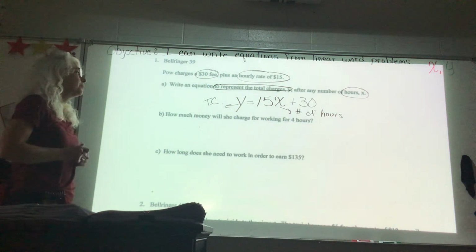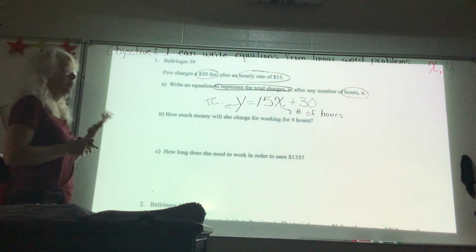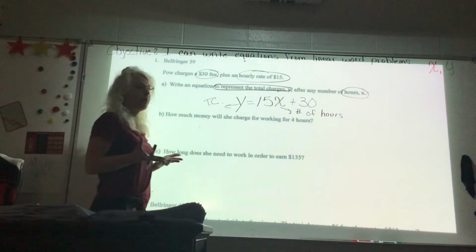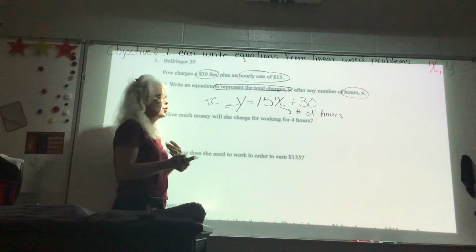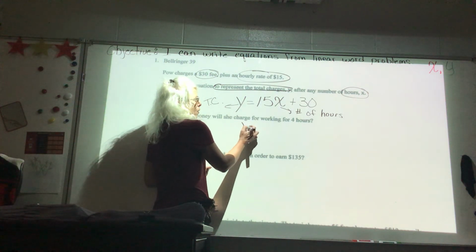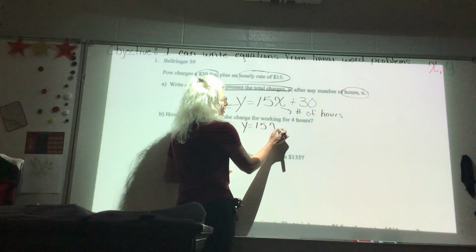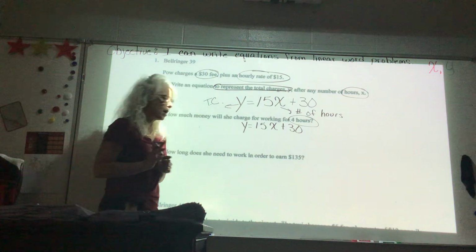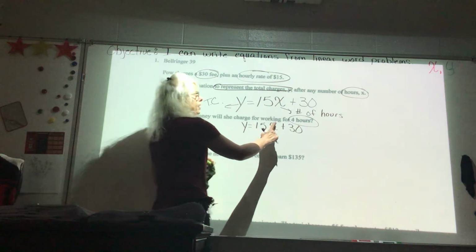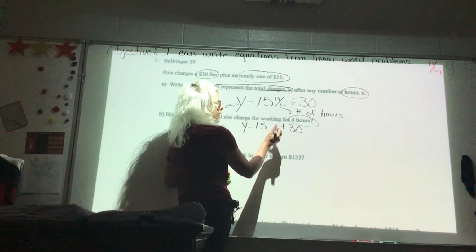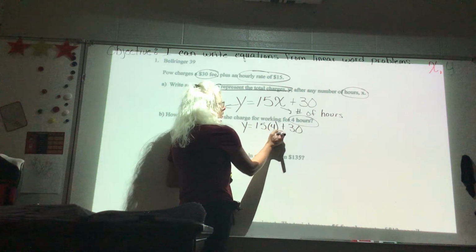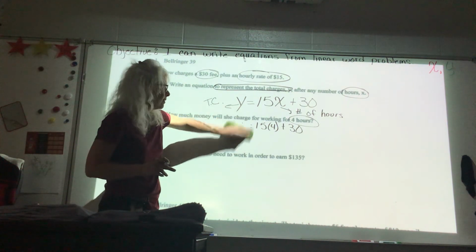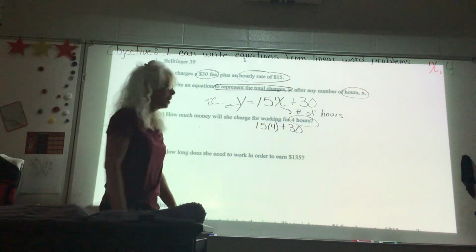Now in part B it says, how much money will she, apparently POW is a she, charge for working for 4 hours? And you can do this using common sense, or you can use your equation. So I like to use my equation, so I'm gonna do it that way first. Which variable stands for the hours, the X or the Y? The X. So I'm literally going to erase my X and put what in its place? 4. Notice my variable's isolated, because if I erase that, all the numbers still are on the same side.